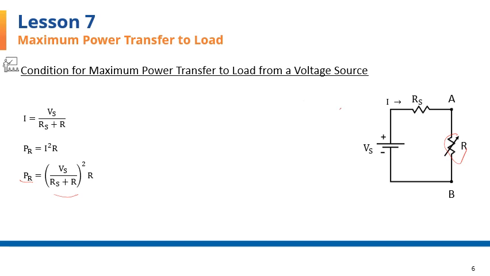The question is, taking V sub S and R sub S, which are the elements of the voltage source, to be constant, for what value of R the power transferred to it is maximized. I won't get into calculating it here, but a single differentiation of this equation with respect to R and then setting that derivative equal to 0 will show you that the power is maximized when R equals R sub S. In other words, when the load matches the internal resistance of the voltage source.